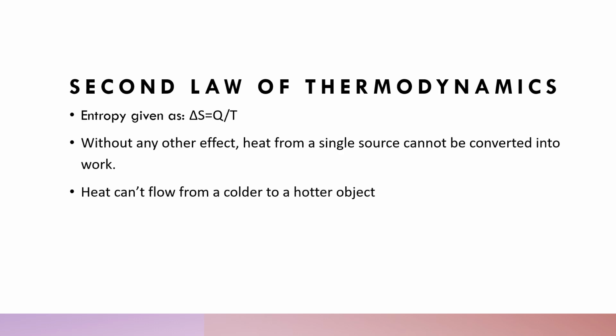Under the second law of thermodynamics, it is impossible to convert the heat from a single source into work without any other effect. Heat never flows spontaneously from a cold object to a hotter object. Finally, this also gives us the equation to find the change in entropy, that being heat divided by temperature.